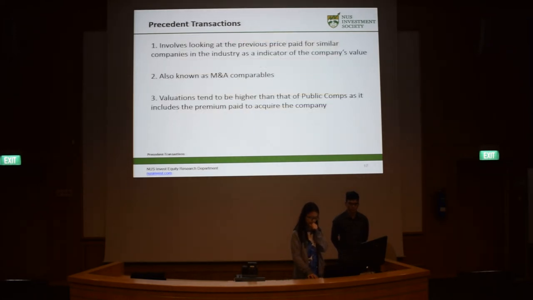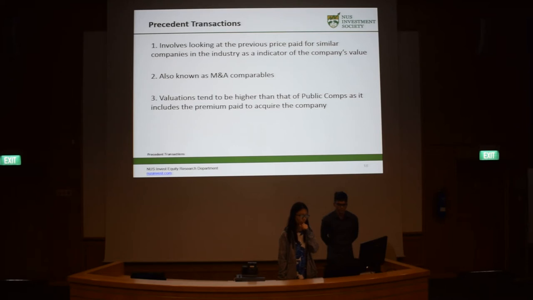So for precedent transactions, it is based on the premise that the value of the company can be calculated by analyzing the previous M&A deals, previous prices paid by purchasers of similar companies in similar circumstances as the indicator of the company's value. So these are also known as the M&A comparables. So the valuations tend to be higher than that of public comps, like the valuation method I used just now. So it includes the premiums paid to acquire the company.